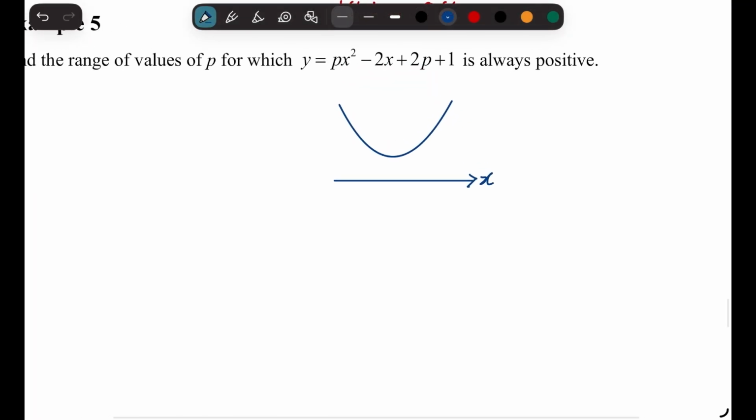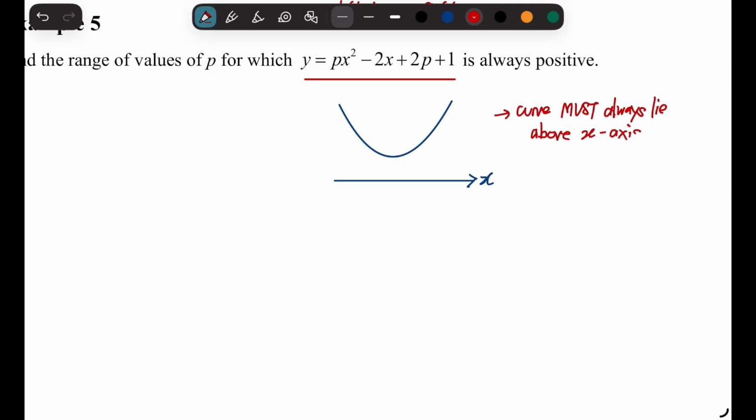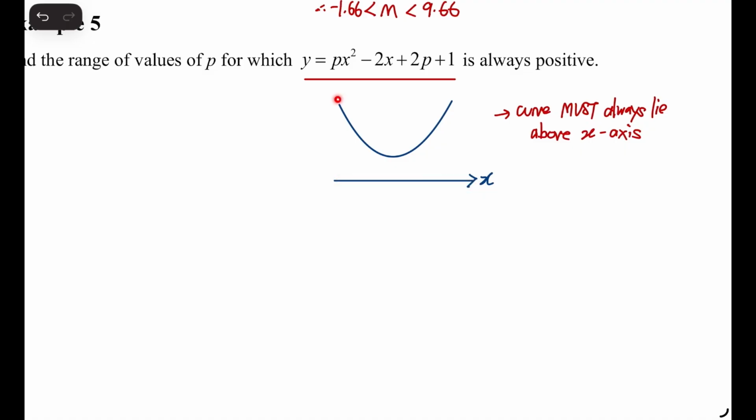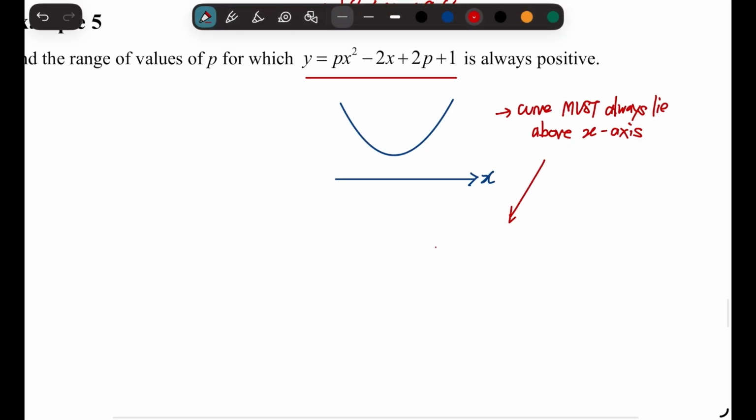This means that for this equation to be always positive, the curve must always lie above the x-axis. And for the curve to always lie above the x-axis, there are actually two conditions. We know that for a curve to never touch the x-axis, the shape of the curve must be a smiley face graph. It cannot be a sad face graph because a sad face graph will always touch the x-axis. First condition, the shape of the graph must be a smiley face graph.